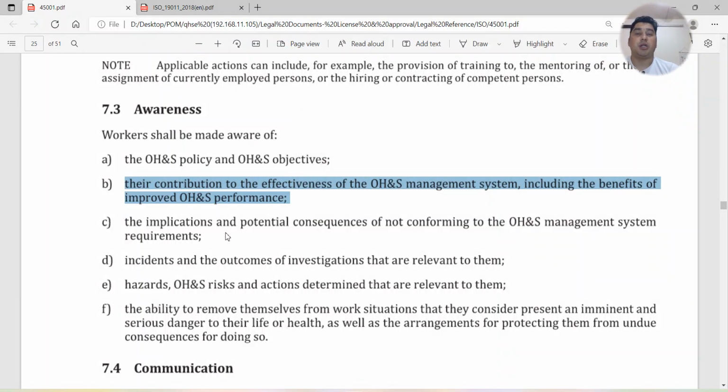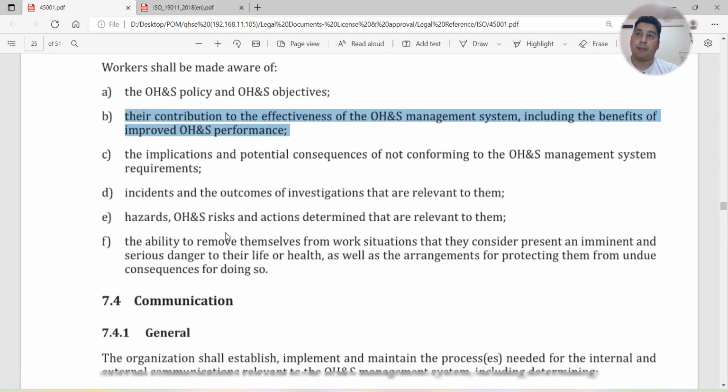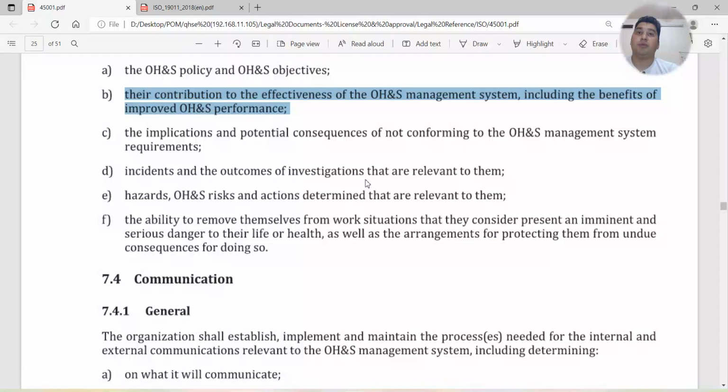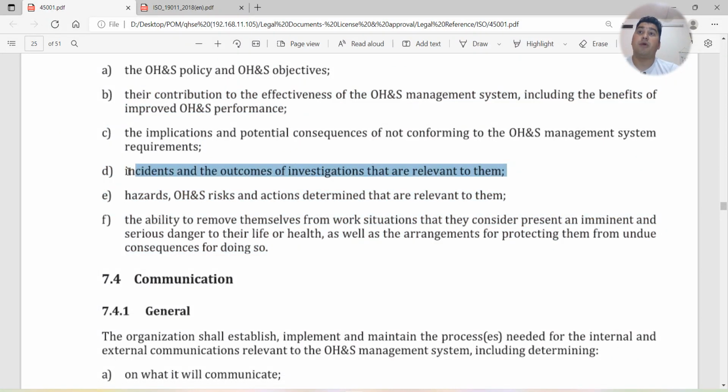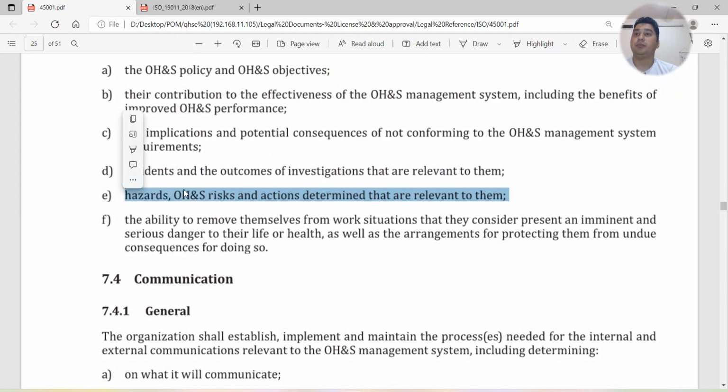The implications and potential consequences of not conforming to the OHS management system requirements, incident and outcomes of investigation that are relevant to them, that need to be communicated also, and they should be aware. Hazards related to the task, OHS risk, actions determined that they are relevant to them, that need to be communicated also, and they should be aware.